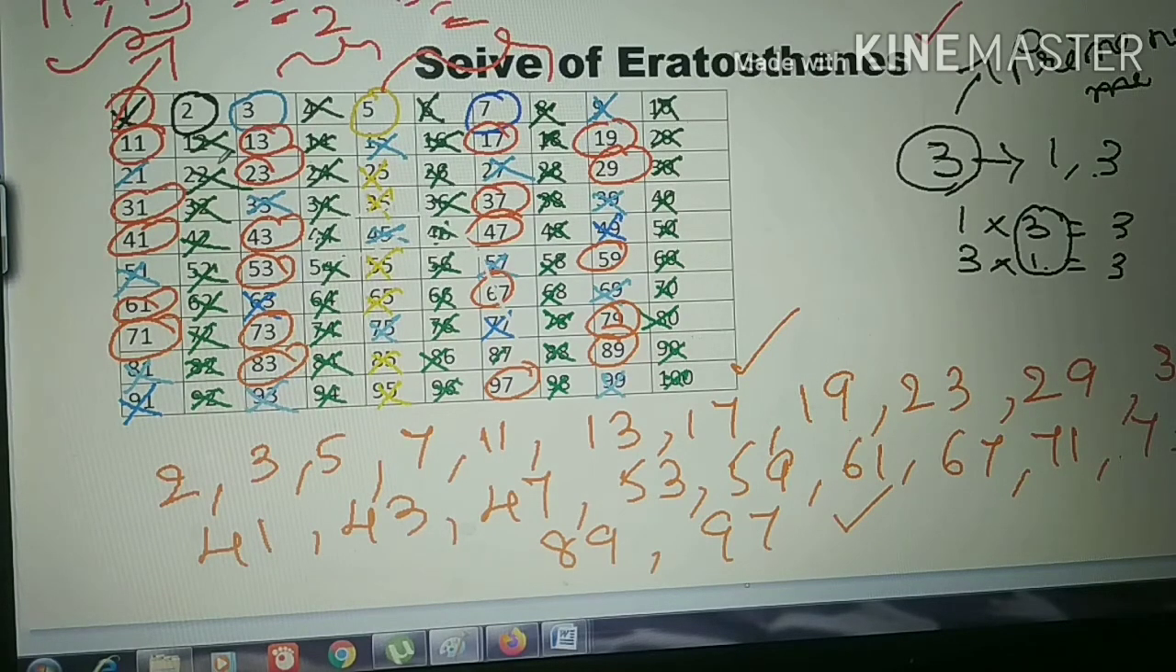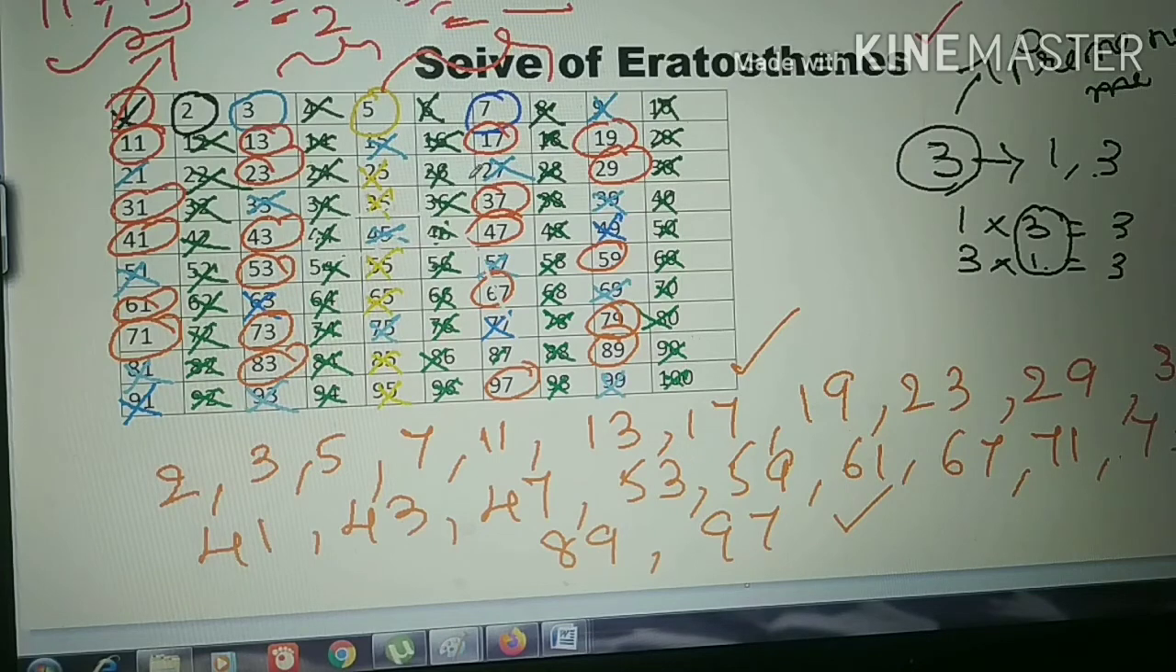So if the difference of any two prime numbers is equal to 2, then those two prime numbers will be called twin primes. Understood this one? Twin primes.